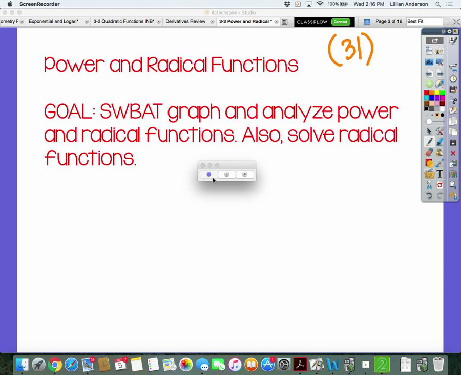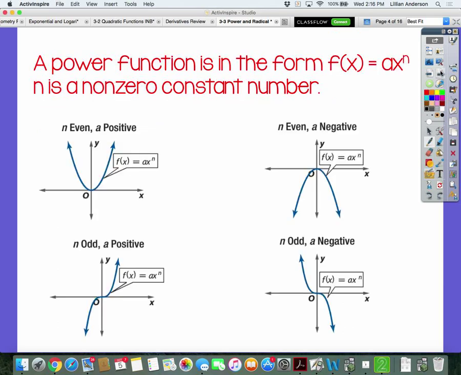So, start out. Okay? What is a power function? Well, a power function is in the form of f of x equals ax to the n, where n is a non-zero constant number. And you can have 4 different situations that can happen when you have a power function.